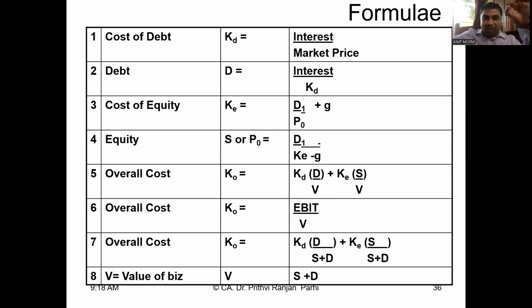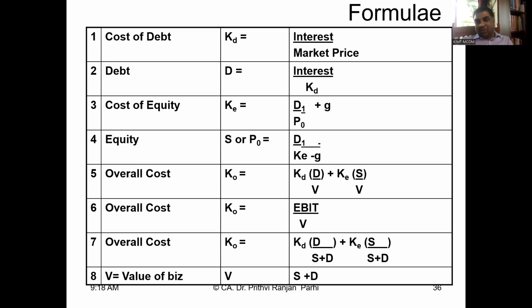Now, almost similar kind of formulas, I'm putting them in one place. So cost of debt, KD is equal to interest by market price of debt, or debt is equal to interest by KD. I think you are able to understand. Coming to cost of equity, the formula that we have already seen is D1 by V0 plus G. And if you solve it, you can find out that V0, the value of the shares, or S of V0, is equal to D1 by KE minus G. So P0 is equal to D1 divided by KE minus G.